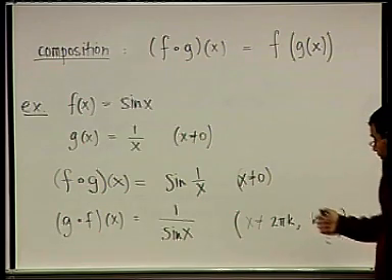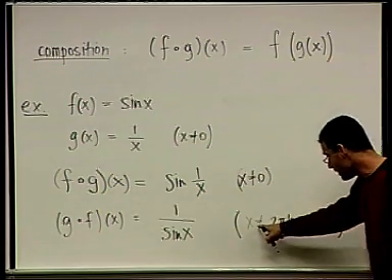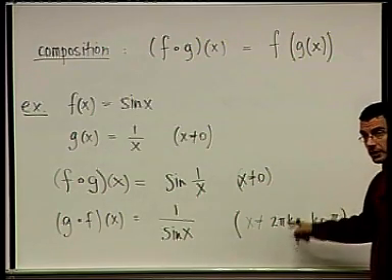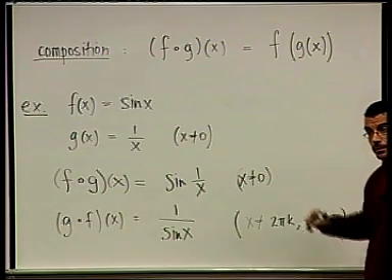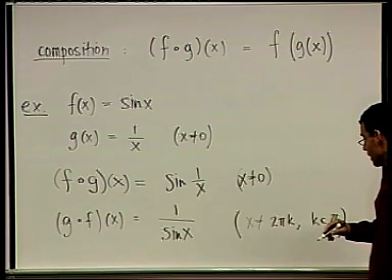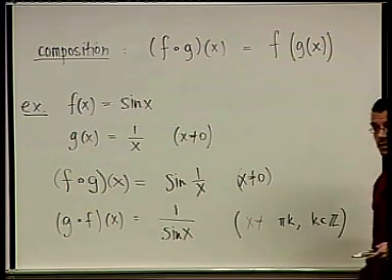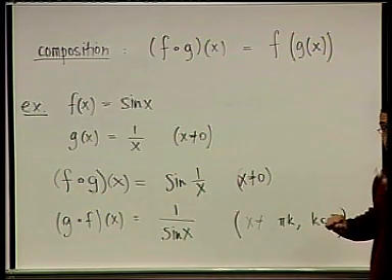Yes? X is not equal to 2 pi k. Integer multiples of 2 pi. Those are the... You're right. I don't need that too. You're right. Pi k. Correct. Thanks. You're right.